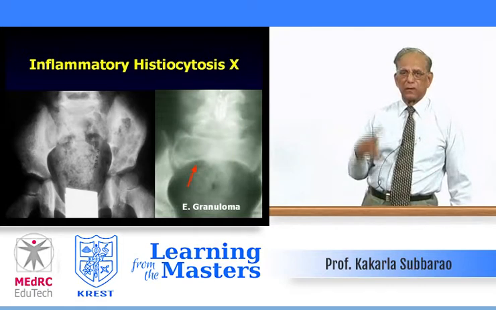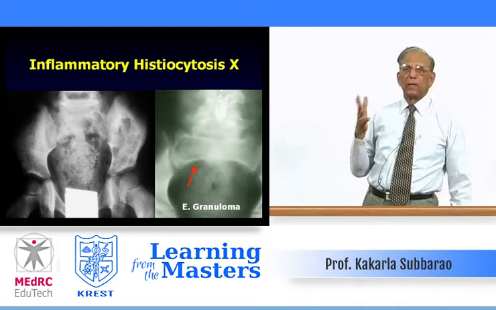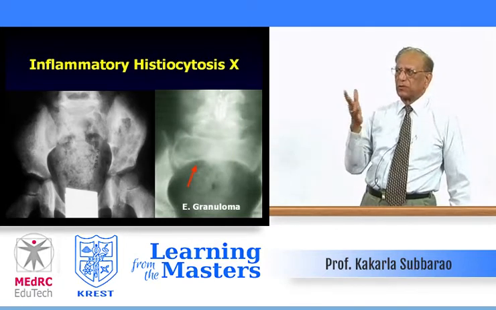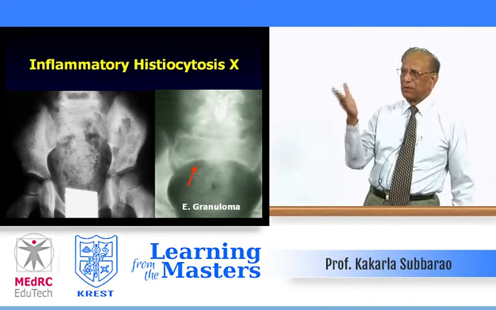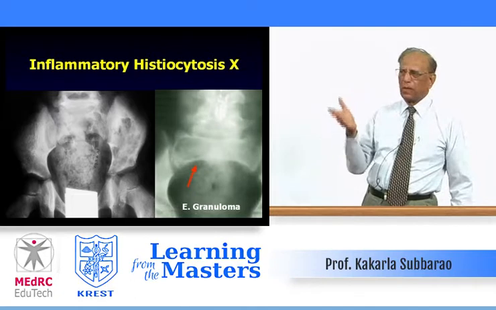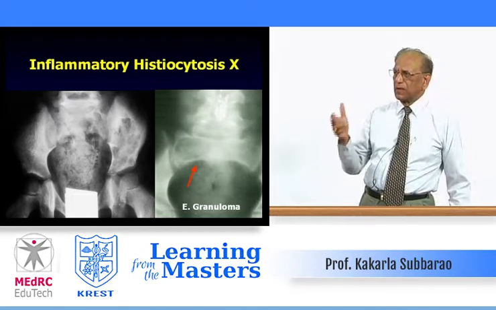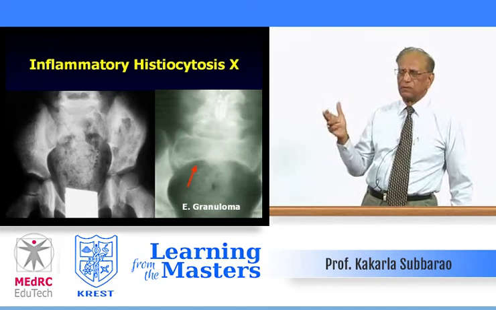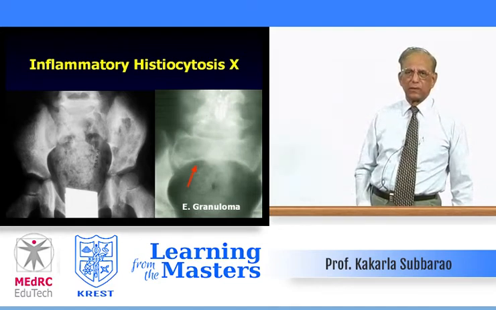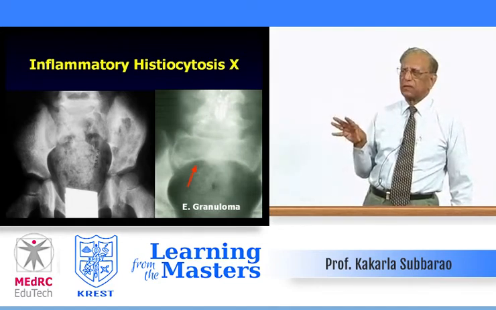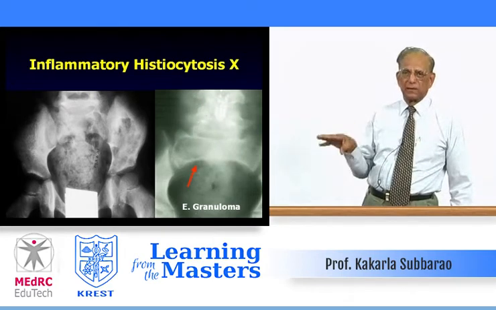Inflammatory sarcoidosis and eosinophilic granuloma are some of the inflammatory lesions. Histiocytosis X, you see multiple lytic lesions in the left side of the iliac bone on your right film, and in the sacrum, rounded lytic area in the sacrum. Only histologically you can mention, but what all you can say is it is a benign lesion.